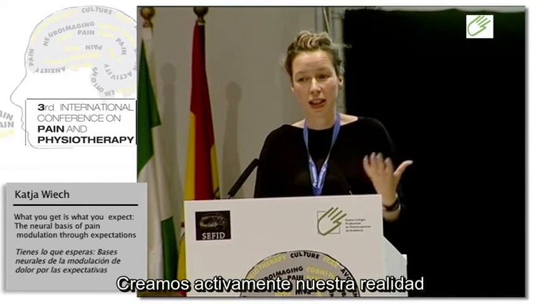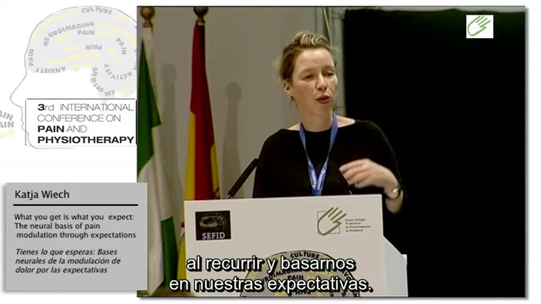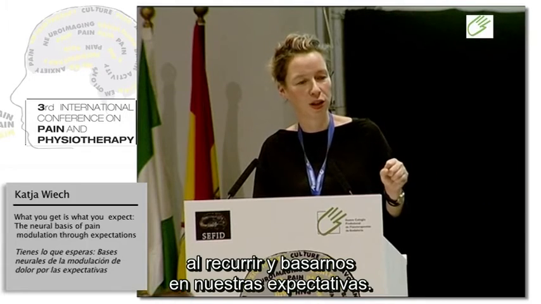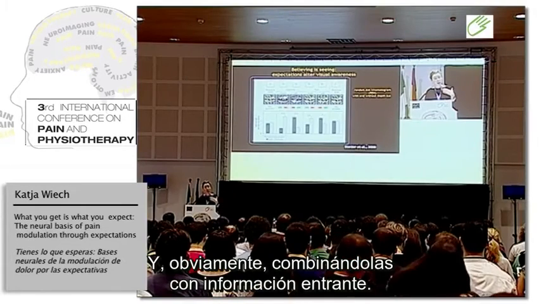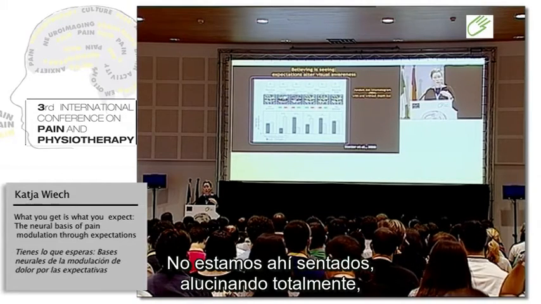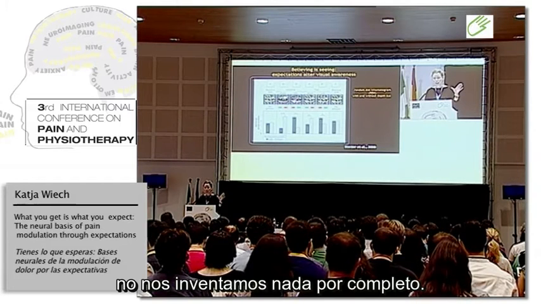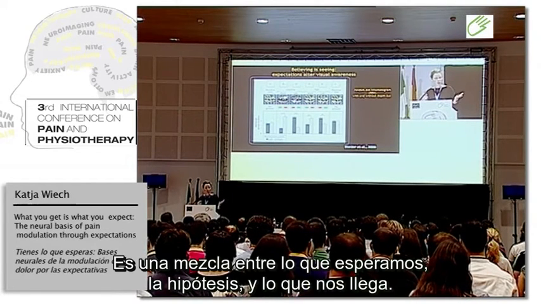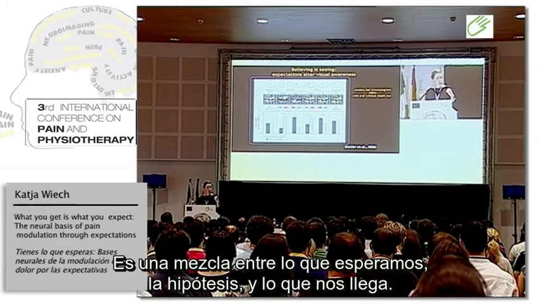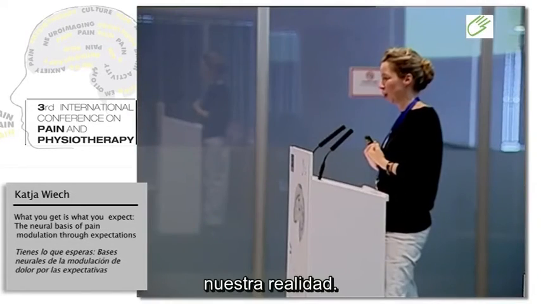So we are creating our reality actively by drawing on our expectations, and then obviously combining them with incoming information. So we are not sitting there completely delusional, making up something completely; it's a mix between what we expect, so our hypothesis, and what comes in. And the combination of the two is what makes our reality.